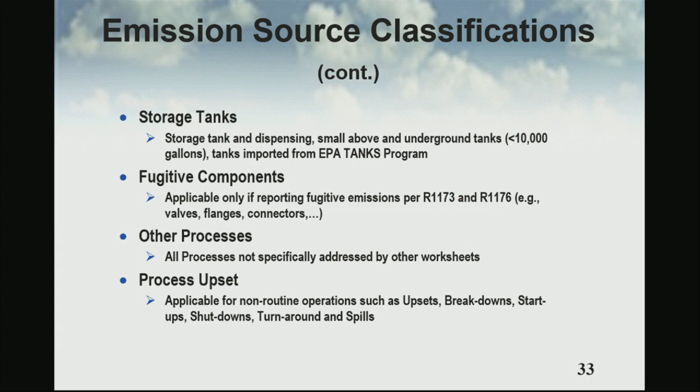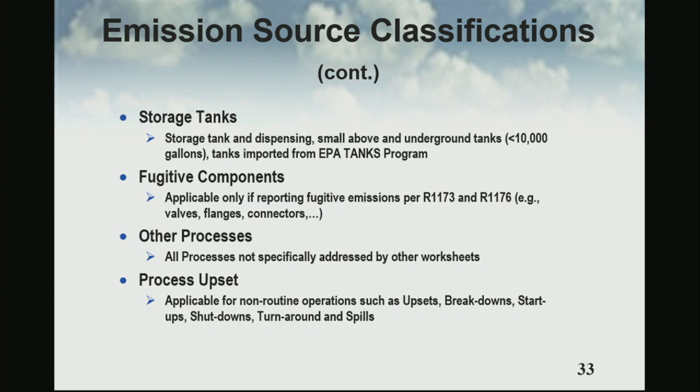Fugitive components, these are fugitive emissions. These are emissions from fugitive components such as valves, flanges, and connectors, and you only report those if you are subject to Rule 1173 and 1176. Usually, if your facility is an oil and gas production facility, refinery, or chemical plant, you are subject to this rule. Otherwise, you don't have to report it.